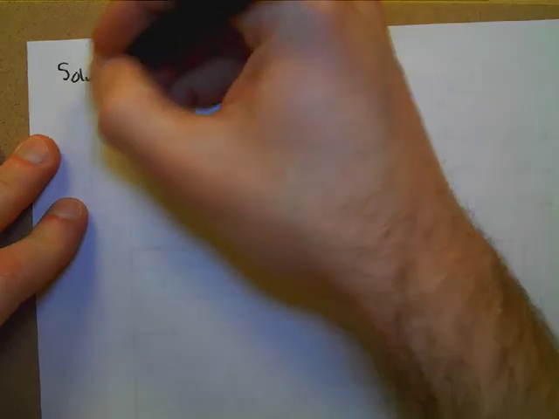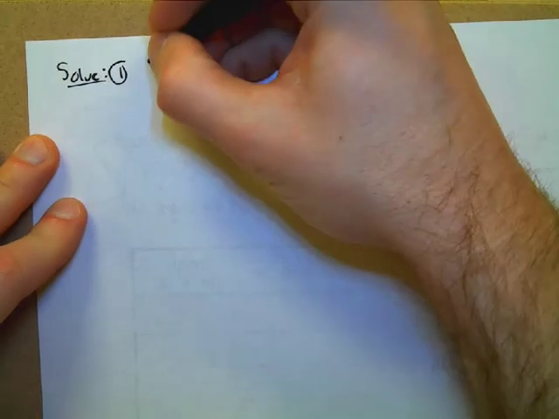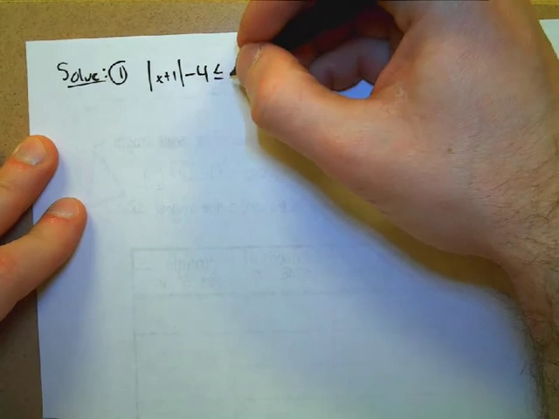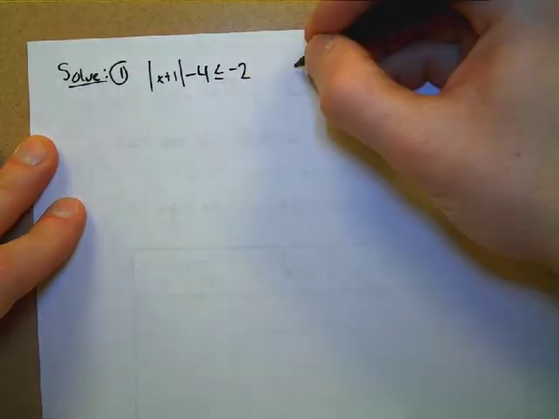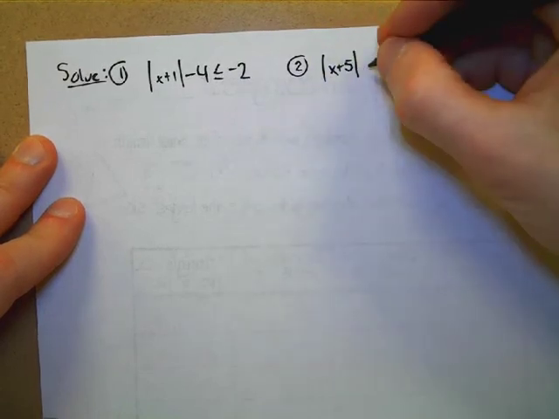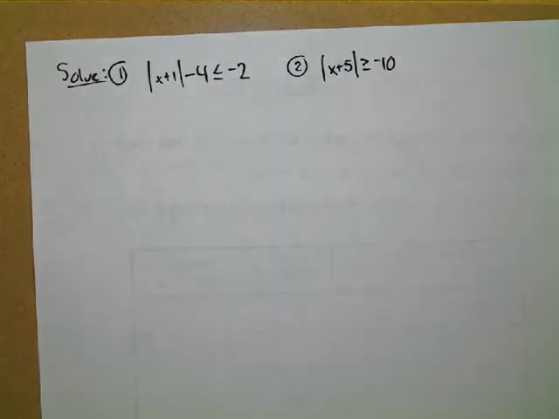Let me give you two to try. Solve. Here's number 1: the absolute value of x plus 1, minus 4, is less than or equal to negative 2. And then number 2: the absolute value of x plus 5 is greater than or equal to negative 10. Try both of those. Remember, I isolate the absolute value, break it into two inequalities, and solve.